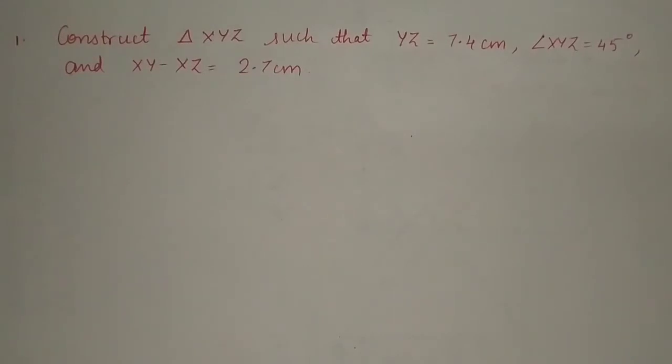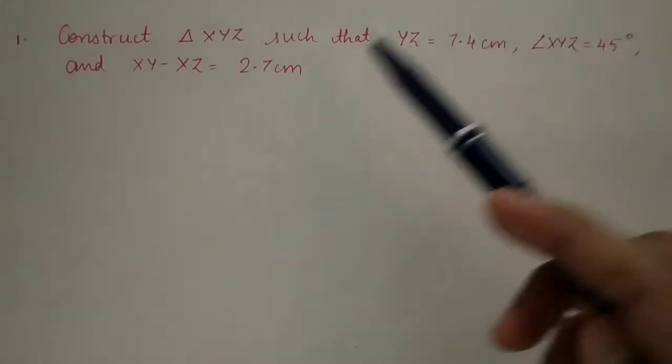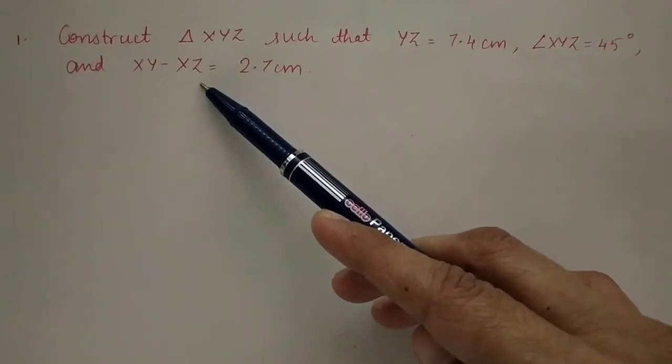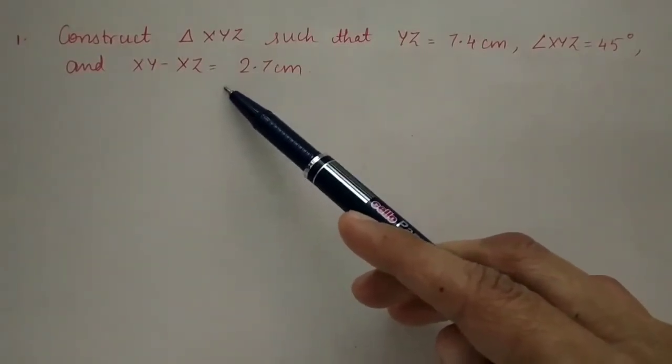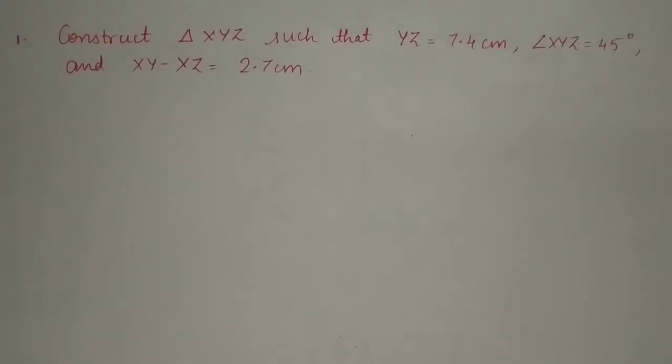So let us understand what practice set 4.2 is based on. In practice set 4.2 we are going to construct a triangle when its base is given, an adjacent angle is also given, and the subtraction of the sides is given. In the subtraction of sides, there are two different cases which we'll be studying when we solve the sums. So let us start like we did in the first exercise.